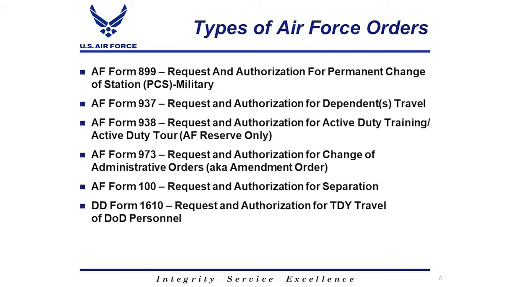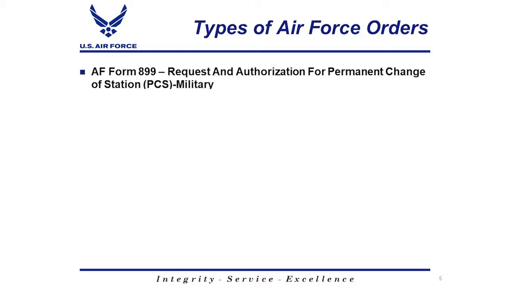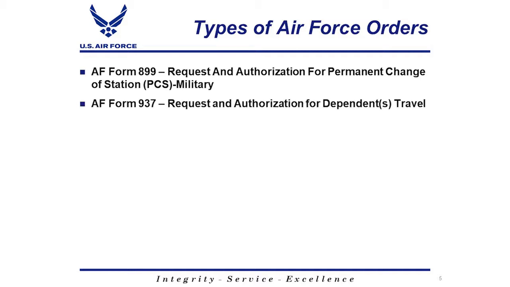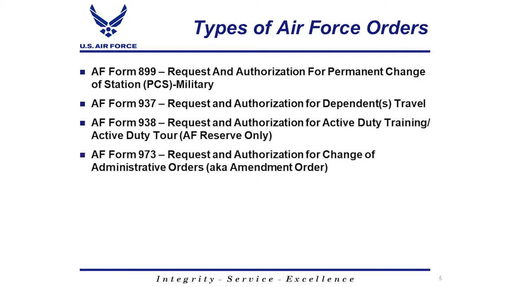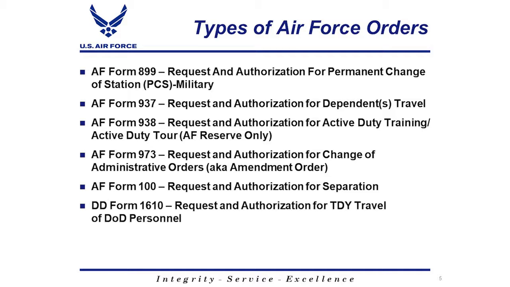Here you will see a list of different types of orders we use in the Air Force. Air Force Form 899, Request and Authorization for Permanent Change of Station. Air Force Form 937, Request and Authorization for Dependent Travel. Air Force Form 938, Request and Authorization for Active Duty Training Tour, Air Force Reserve only. Air Force Form 973, Request and Authorization for Change of Administrative Orders. Air Force Form 100, Request and Authorization for Separation. DD Form 1610, Request and Authorization for TDY Travel of DoD Personnel.